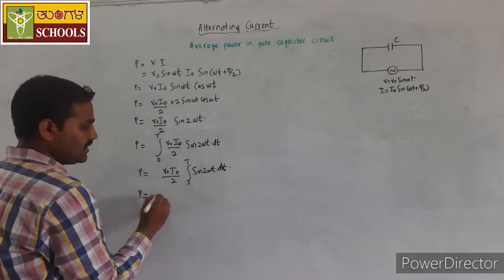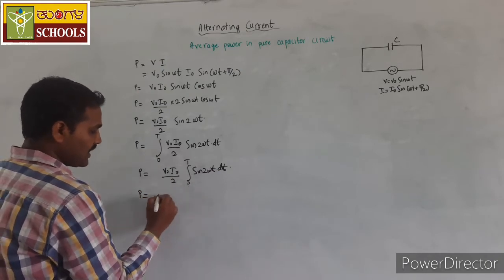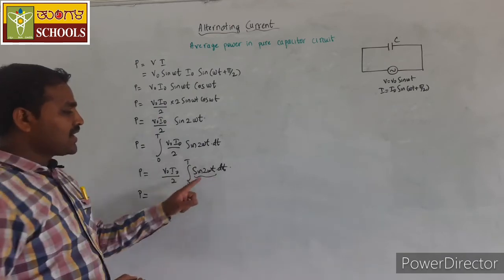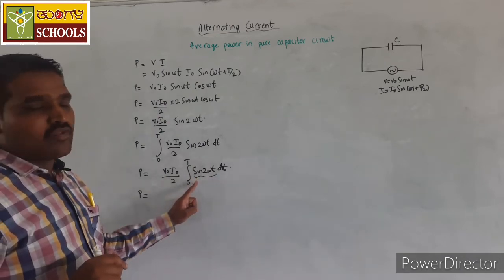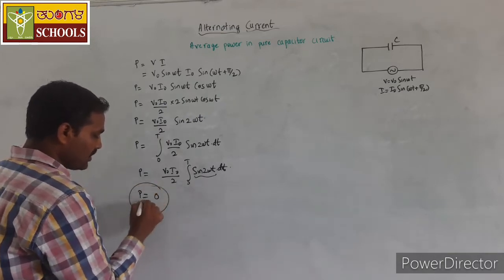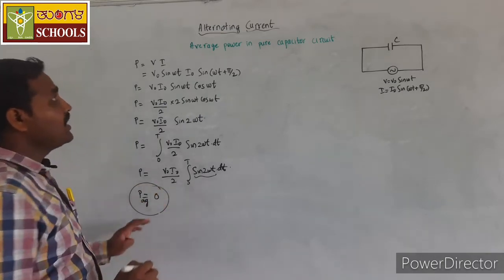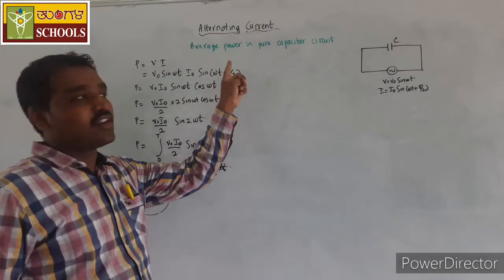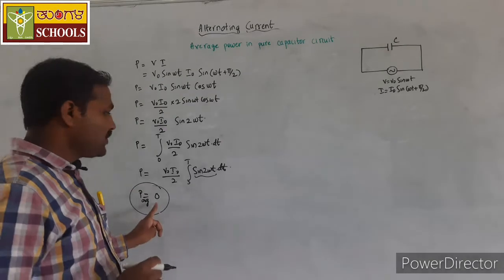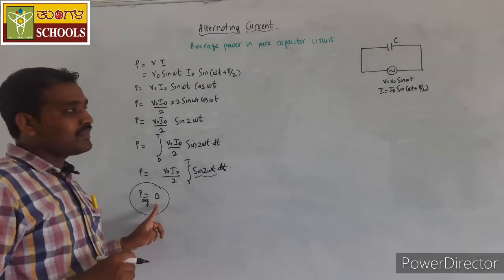This is a harmonic function, so the integration of sin 2 omega t over one complete cycle of alternating current is 0. So we get the average power in one complete cycle of alternating current, for a pure capacitor, as 0.